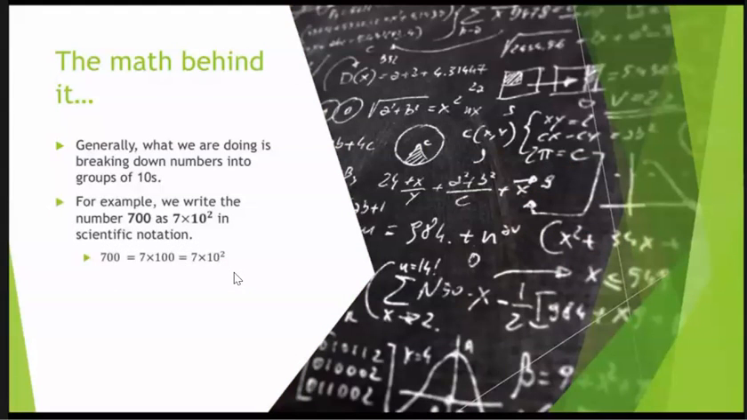Now into some of the basic math behind scientific notation. Generally what we're doing is breaking down numbers into 10s, using our 10 multiplication rule that lets us know that we can move decimal places by multiplying or dividing by 10. So for example, we write the number 700 as 7 times 10 to the 2nd power in scientific notation. What we're really doing is saying, hey, I know 700 is really 7 times 100, and I know 100 is just 10 squared. So it's still the same number, we're just writing it in a shorter way.